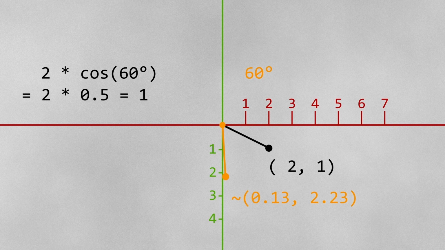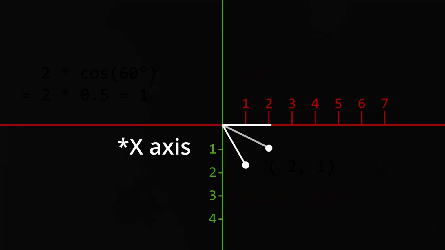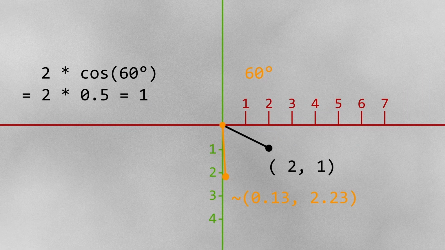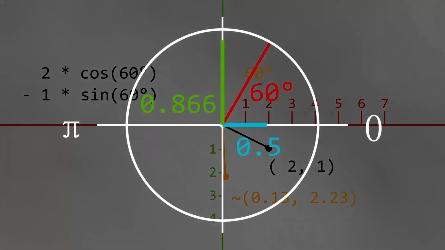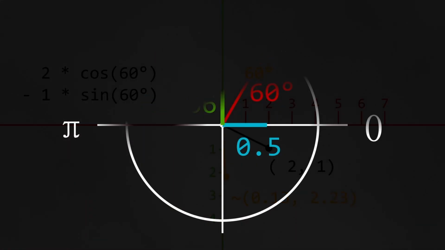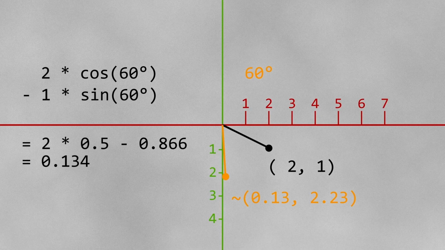It would lead us to the correct result though if our original point was laying on the y-axis, so what we need to do is to also account for the offset away from the y-axis. So in order to account for this offset, we subtract our y-coordinate multiplied with the sine of 60 degrees, which is around 0.866. If we calculate the result, we actually reach our desired 0.13, so as it turns out, this seems to be the formula for calculating the new x-coordinate when rotating a point.